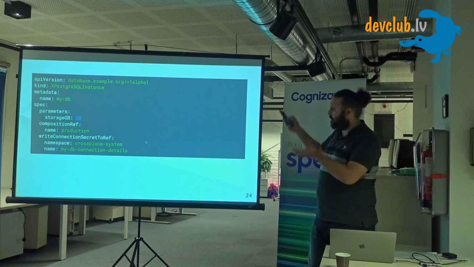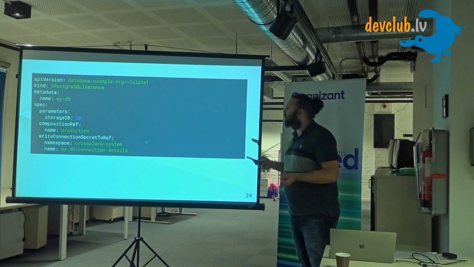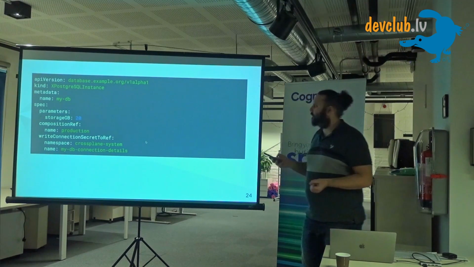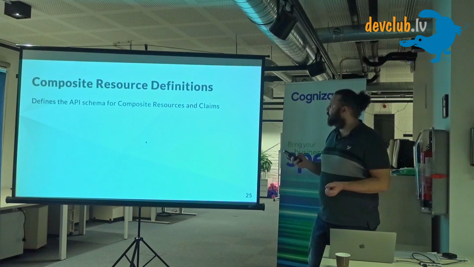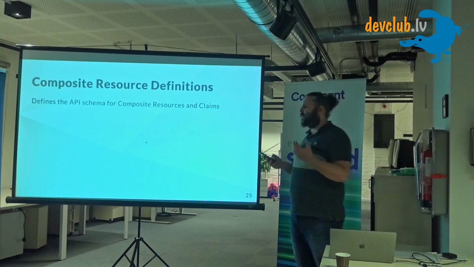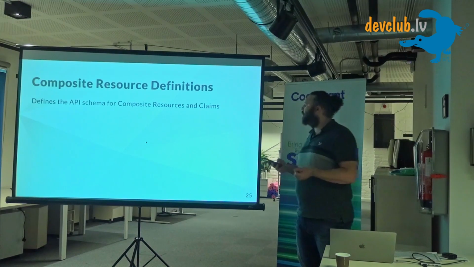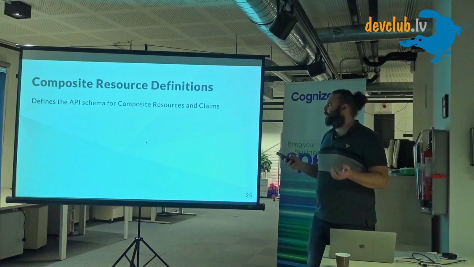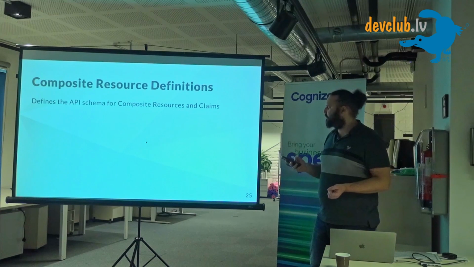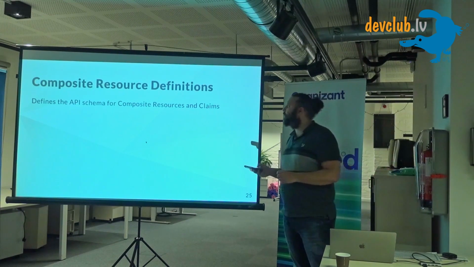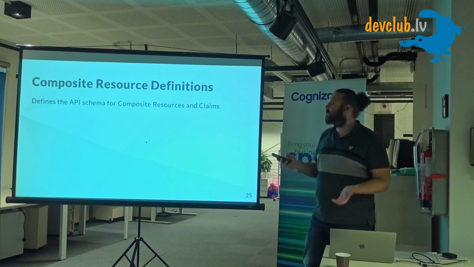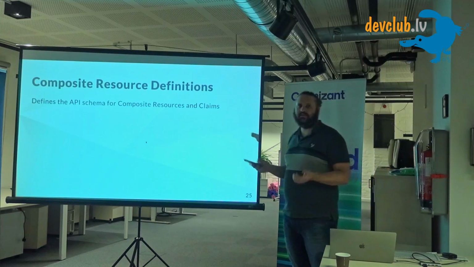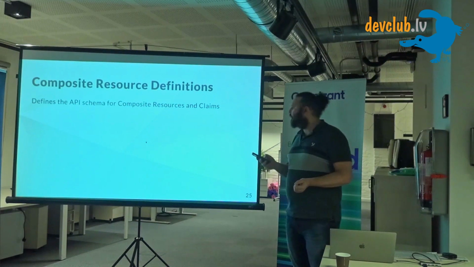So with this simple YAML file, you will have a database in the cloud. The definition simply defines how you will use the composition, and it uses OpenAPI schema v3, as I understand. It's the same as how you make a custom resource definition in Kubernetes. It is the composite resource definition, so they're using the same way and same pattern.